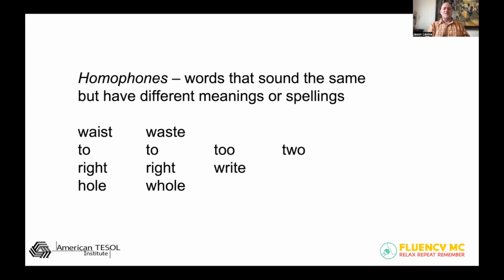Why are we saying spellings? Well, let's start with the easy ones. Don't start with the ones with the same spelling, right? Because most of them have different spellings. So waste, whole. I probably shouldn't have done it this way, but I had another idea earlier.